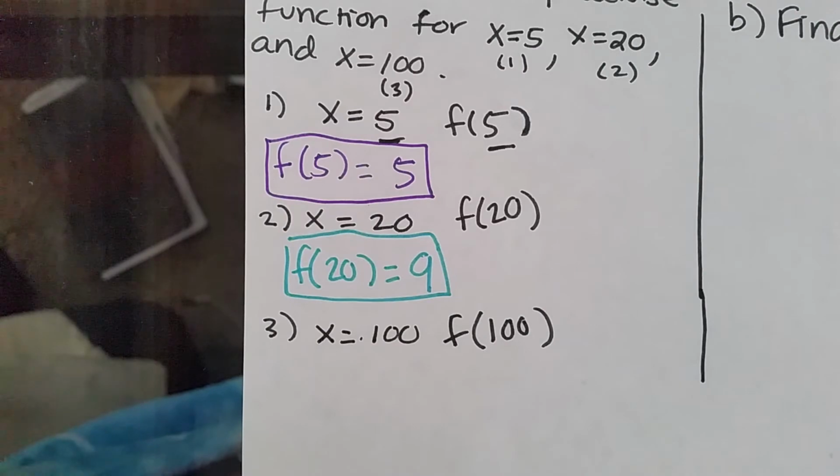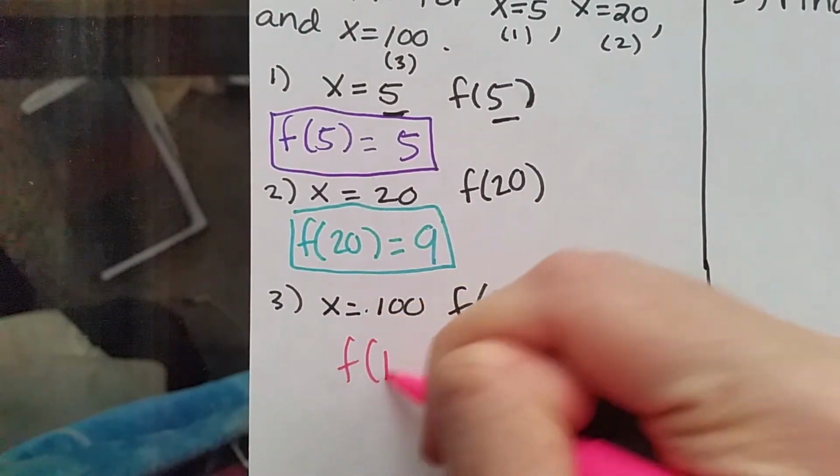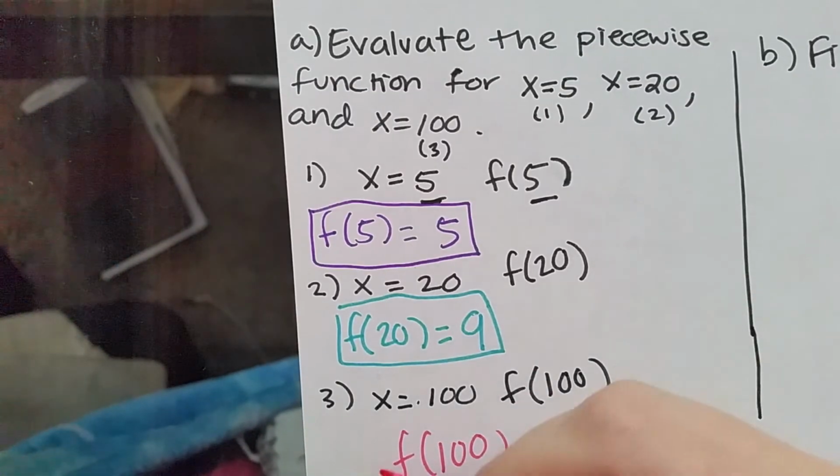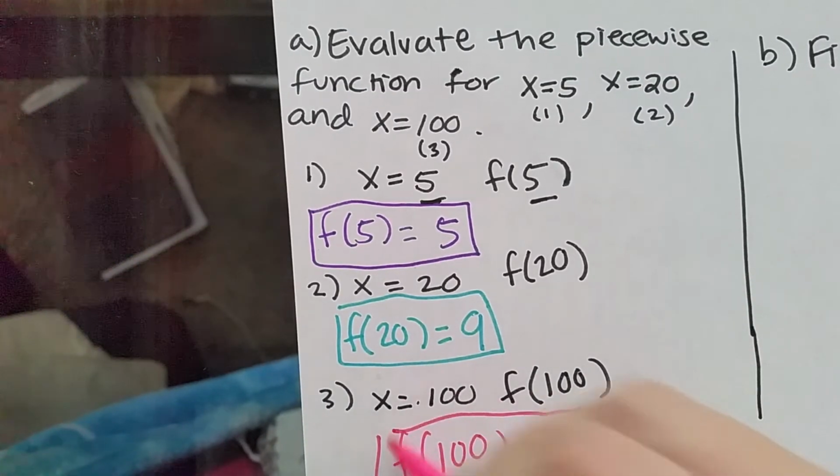And that would be it for part A. So f of 100 equals 6. Ta-da! That was fun times, you guys.